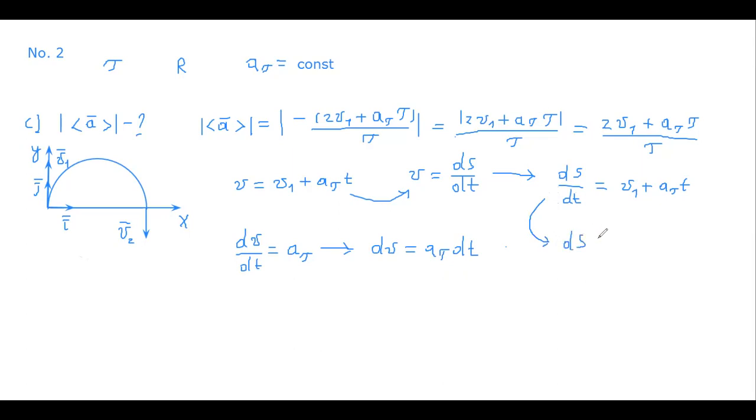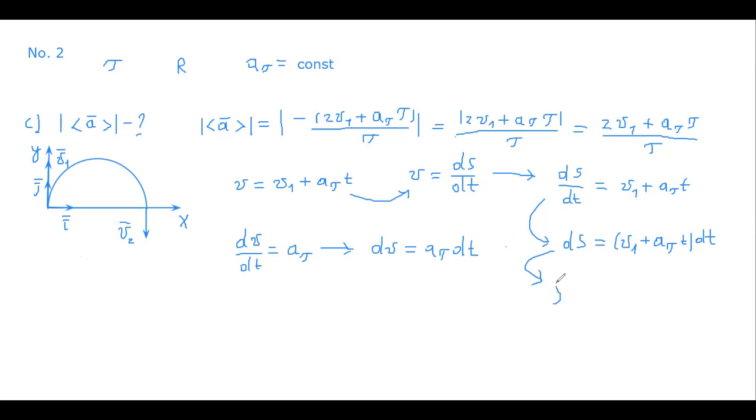ds, to separate variables, equals v1 plus a tau t, multiplied by the differential of time. Okay, are variables separated? Yes, they are separated now. Because they are separated, we can integrate these differential equations.